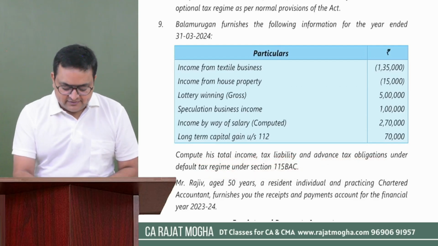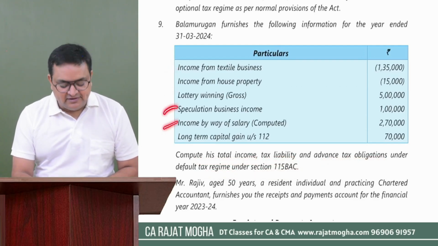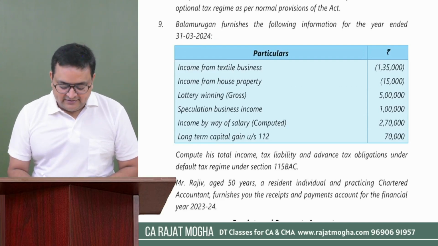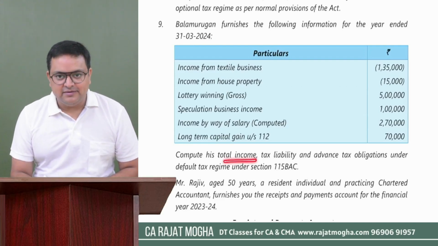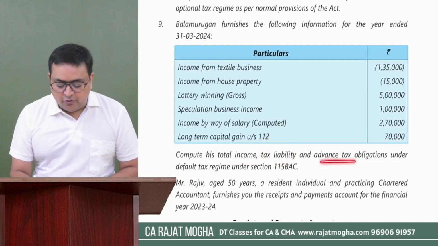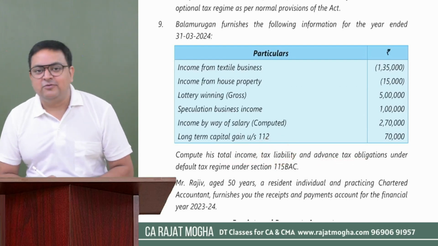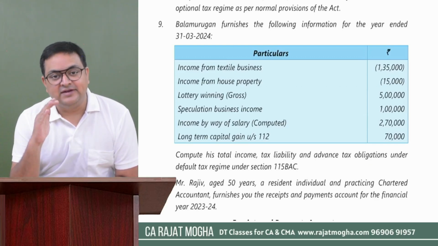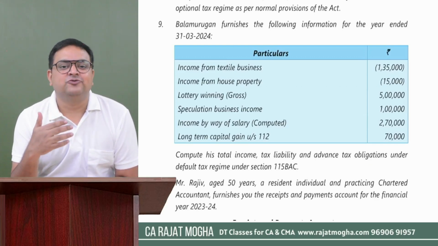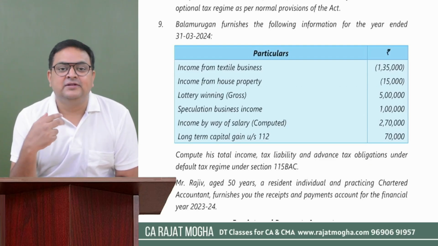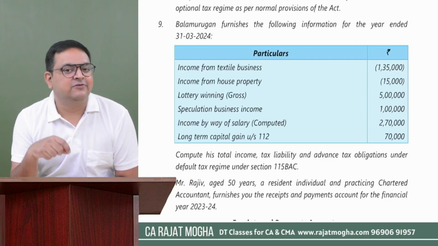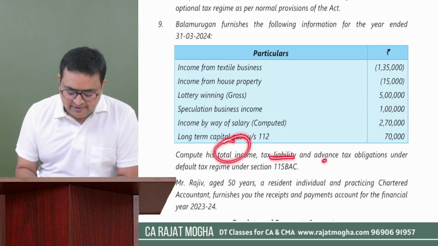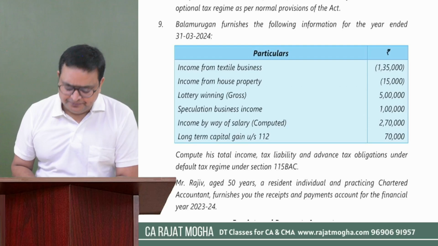So here some income or losses are mentioned of the assessee which they have earned or incurred during this year. And the examiner wants us to compute their total income, their tax liability, and also advance tax obligation. What is advance tax obligation? You understand that if the assessee's tax payable is 10,000 or more, then advance tax obligation arises. So here we have to tell the examiner whether the advance tax obligation would arise in this case or not. So let's first calculate the total income, then the tax liability, and then we will comment on the advance tax obligation.